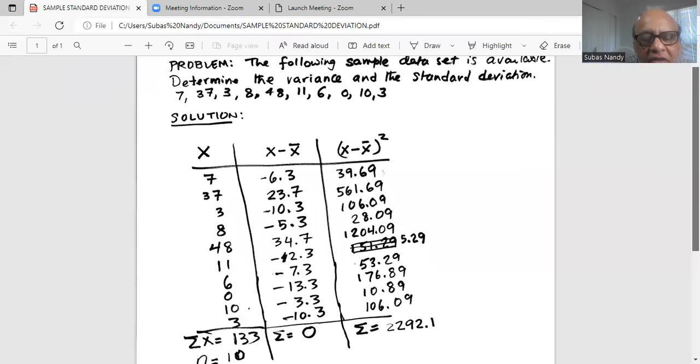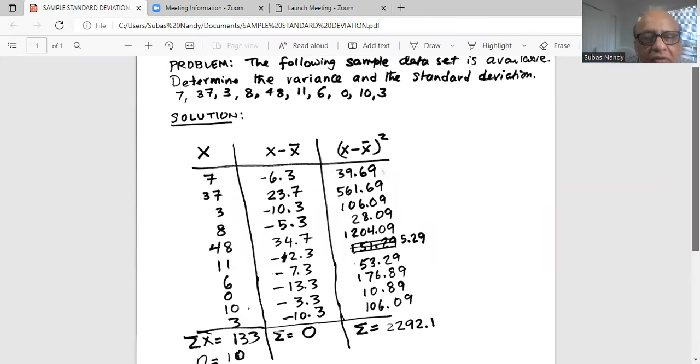So this is the problem. The following sample data set is available. Determine the variance and the standard deviation. So we list the sample values X in the first column. At the bottom of the X column, you will see a Greek capital S called sigma, which indicates summation. Sum of X, or add all the numbers up, is 133.